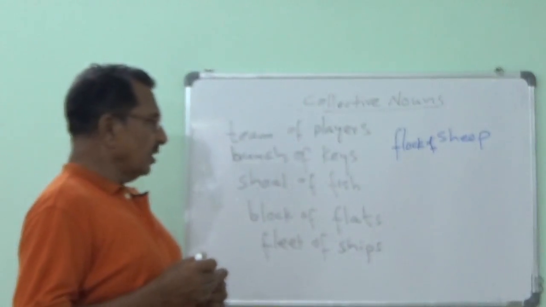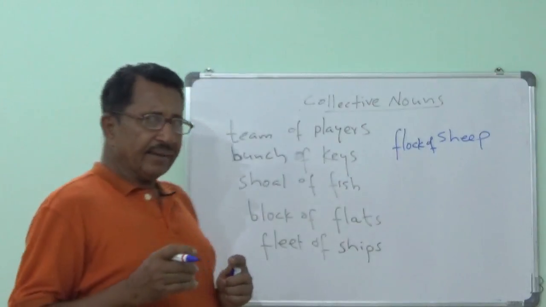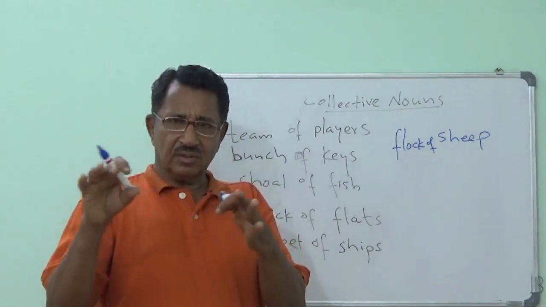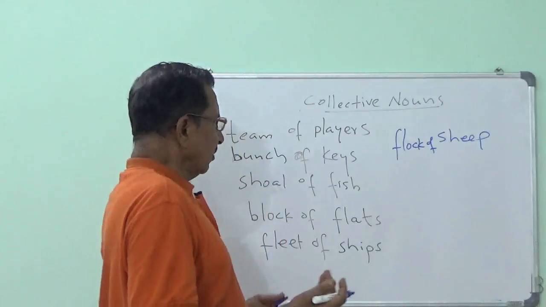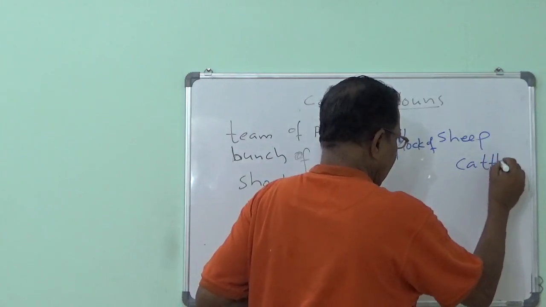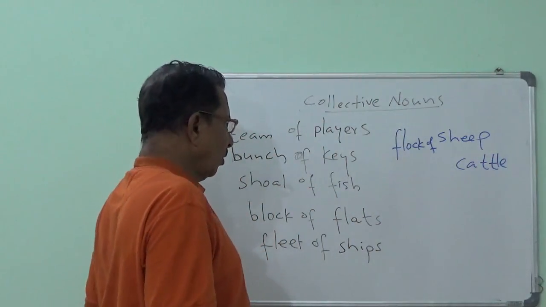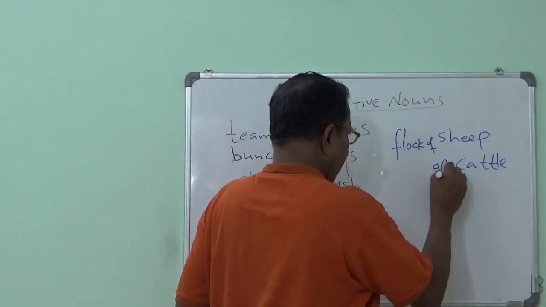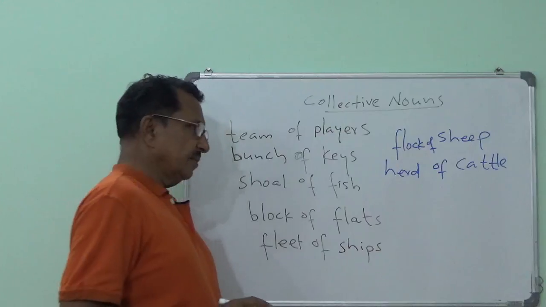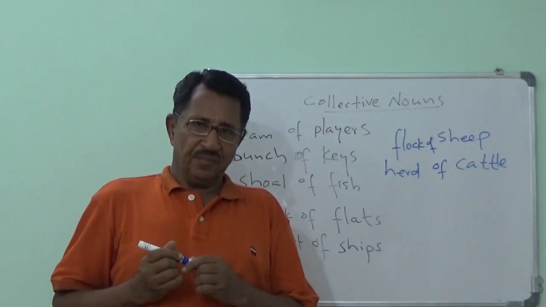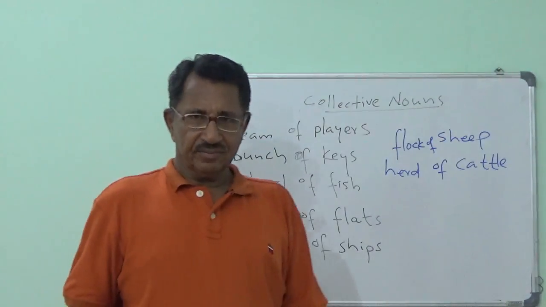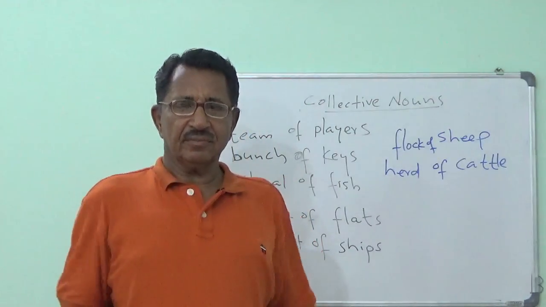Look at that. Then you have got cattle moving around your scene, buffaloes, cows. For that there is a word: herd of cattle. Herd. We don't say group of cattle. That is the fun of English. That's the beauty of English.